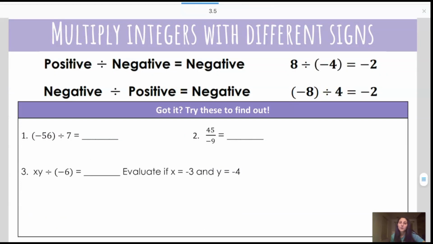All right, I want you to pause the video and try numbers 1 through 3 on the screen. And then when you're ready, hit play to check your answers. Okay, take a moment, pause the video if needed to check your answers with my answers. Make sure on number 3, you multiplied the negative 3 times negative 4 first, and then divide by negative 6, because order of operations says we're going to go from left to right when we have multiplication and division.